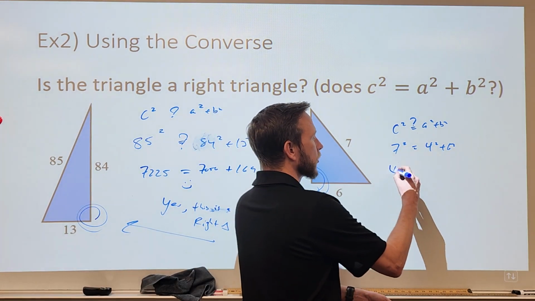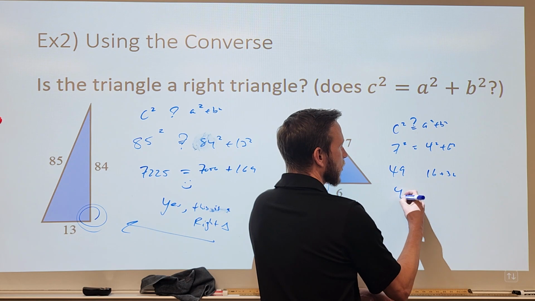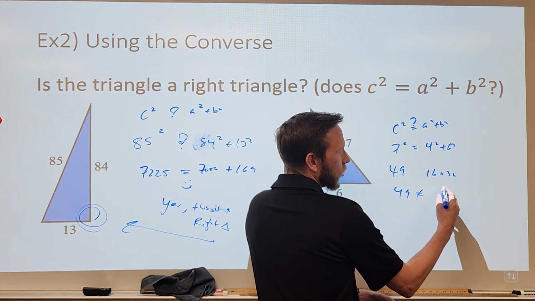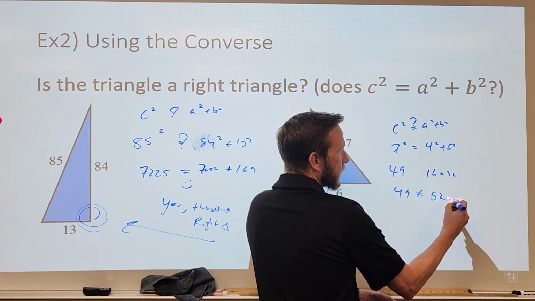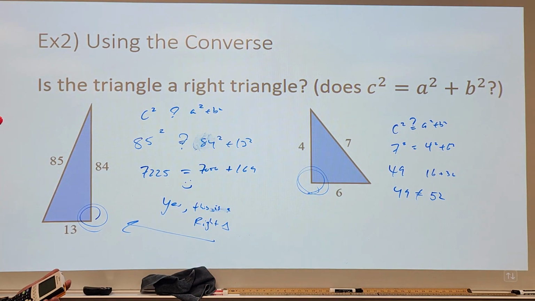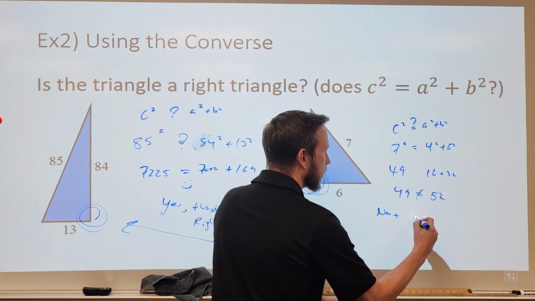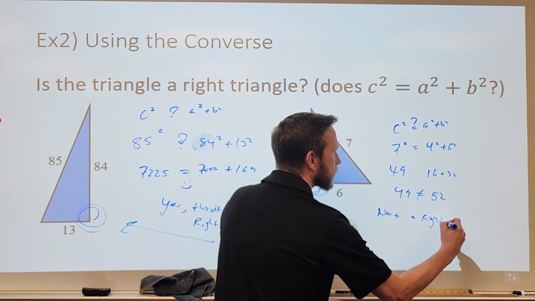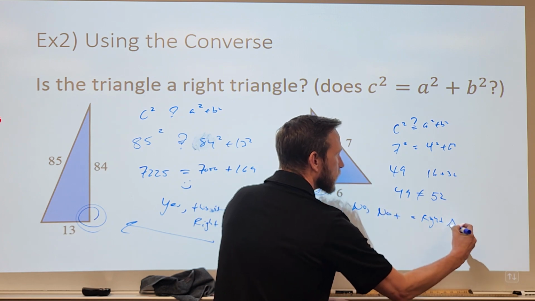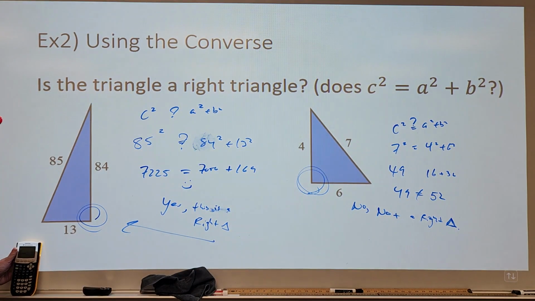Over here, does 49 equal 16 plus 36? Does 49 equal 52? And the answer there, obviously 49 does not equal 52, and therefore this is not a right triangle. All right, and so if it's not a right triangle, then a squared plus b squared won't equal c squared.